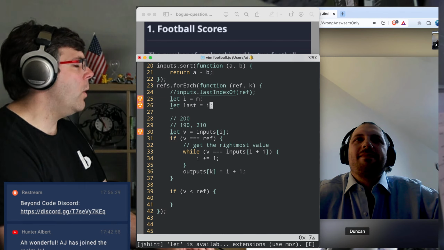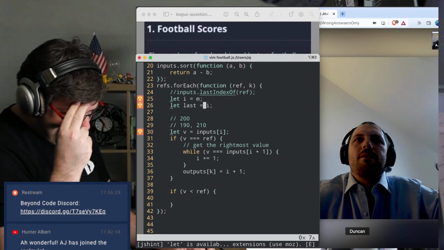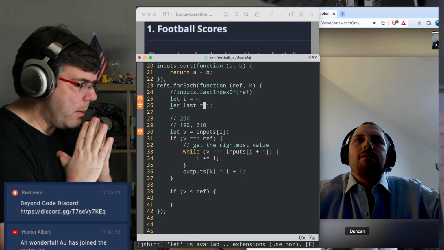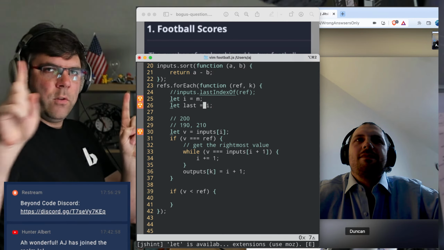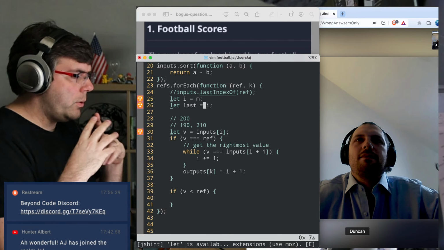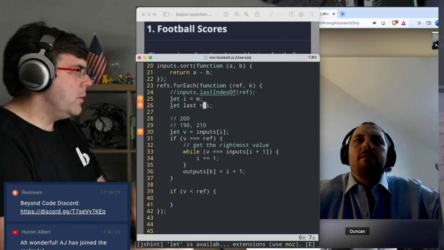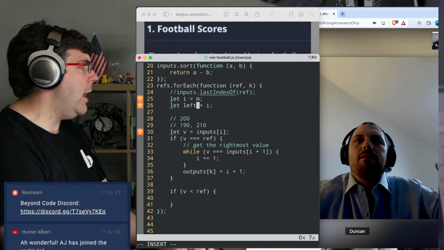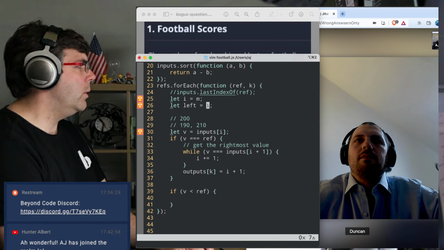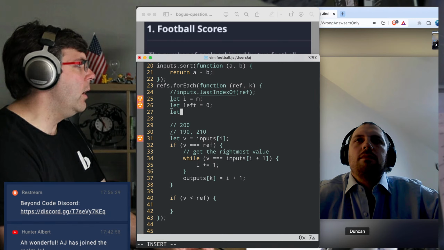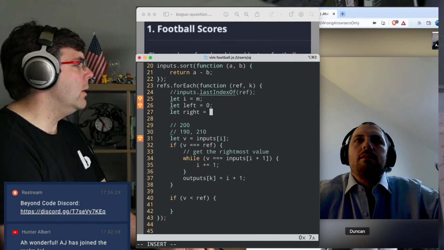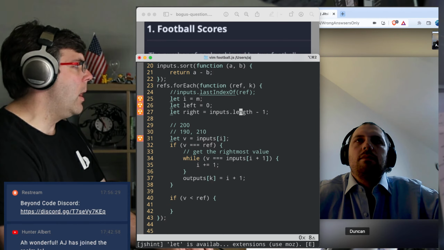Okay, so we actually have a boundary. I have to think about this. It's been a long time since I've solved a problem like this, but we are moving the boundary on the right and left closer and closer, I think. So we're going to start in the middle, and I think we have a left value. I could be wrong about this, which is fine. So let's say that our left value is 0 and our right value would be the length, so inputs.length minus 1. So those are our bounds that we have to operate in.